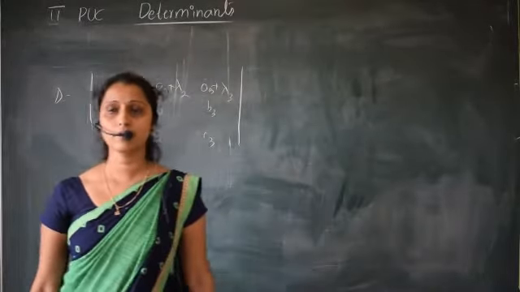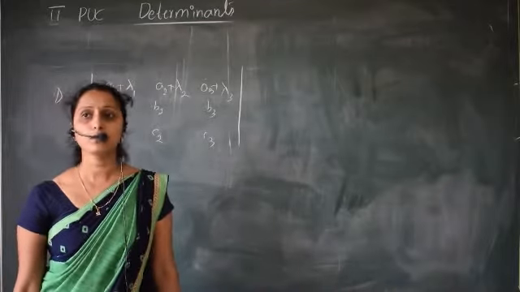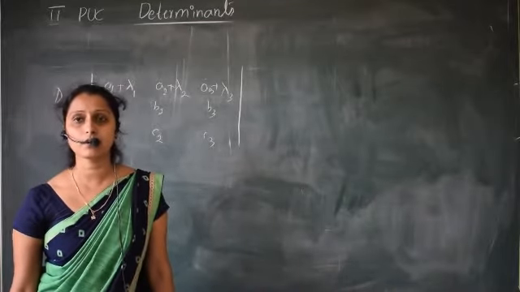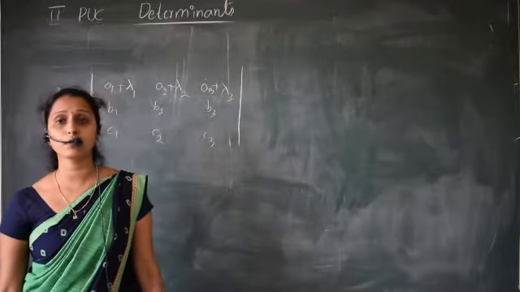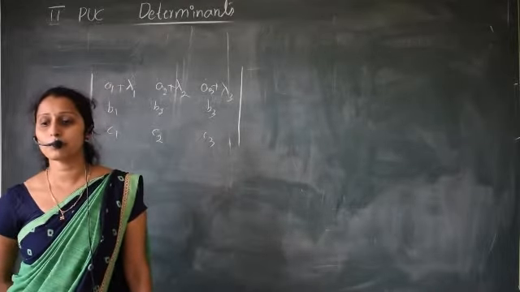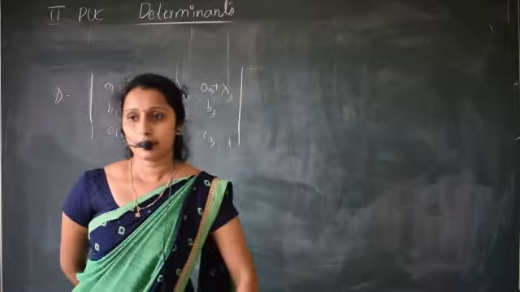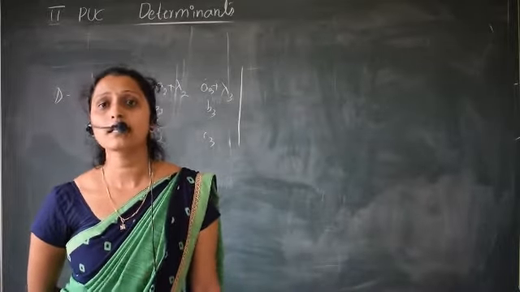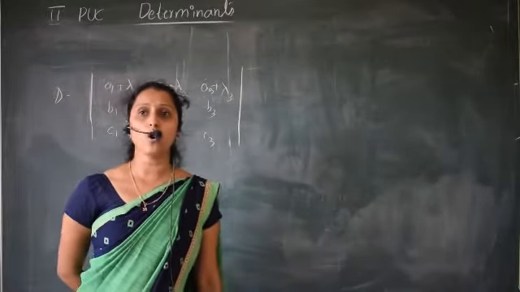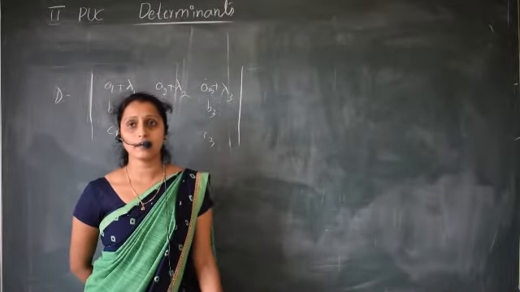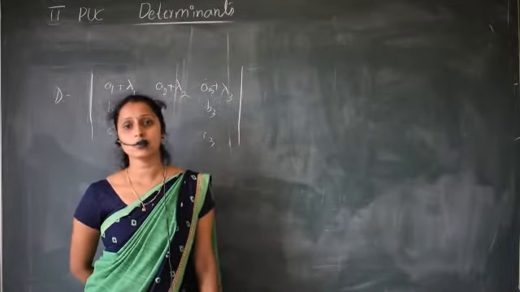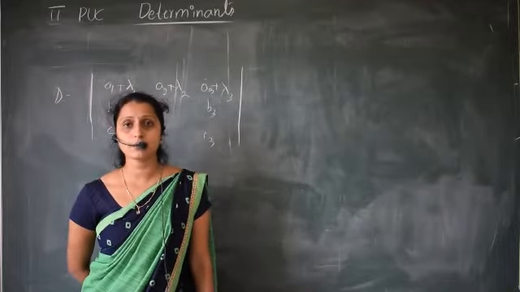Hello students, we were discussing properties of a determinant. In that we have discussed 4 properties. Now we were discussing property number 5. So what is property number 5? If some or all the elements of any row or column are expressed as a sum of 2 terms, then the whole determinant can also be expressed as a sum of 2 terms. So that is property number 5.